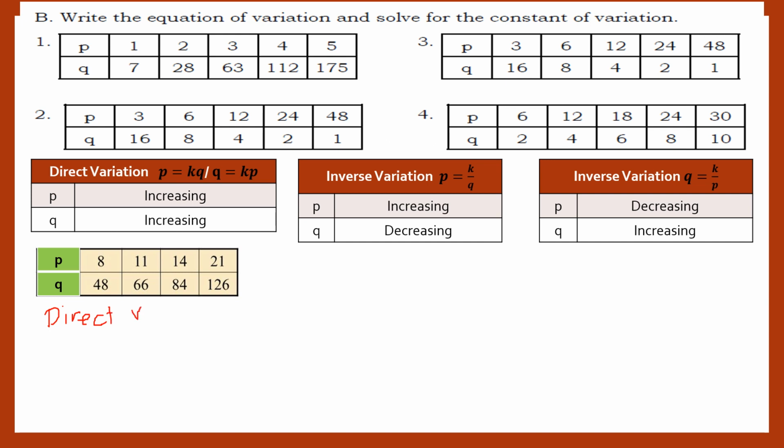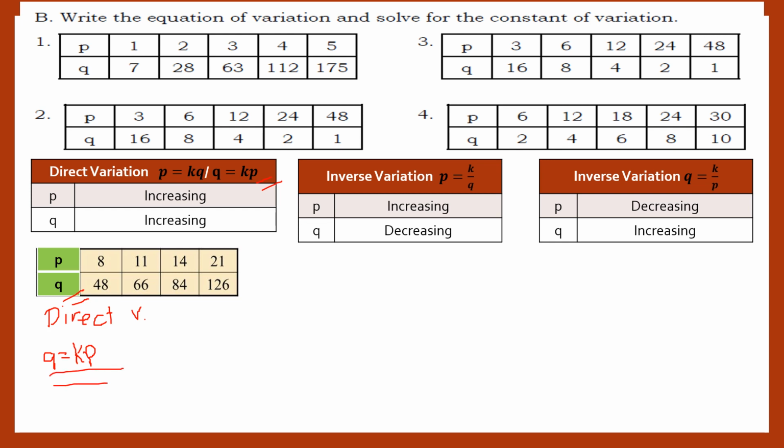Okay. Now, kung meron tayong direct variation, sabi natin, ang equation natin ay pwedeng P is equal to KQ or Q is equal to KP, depende sa kung ano yung mas mataas. Dito, mas mataas yung Q natin, kaya ang gagamitin natin itong pangalawang equation. Q is equal to KP. There you go.